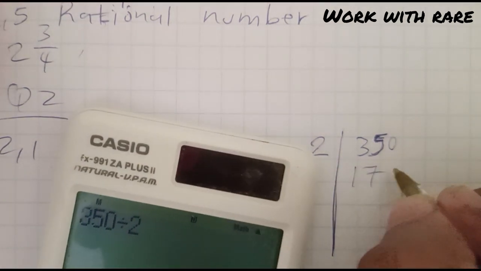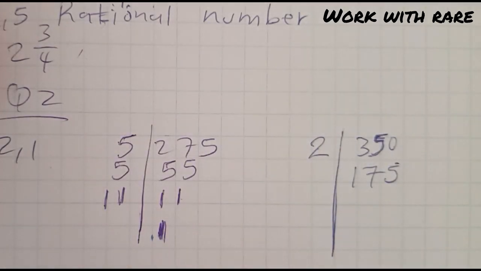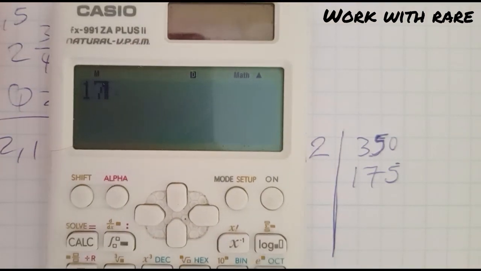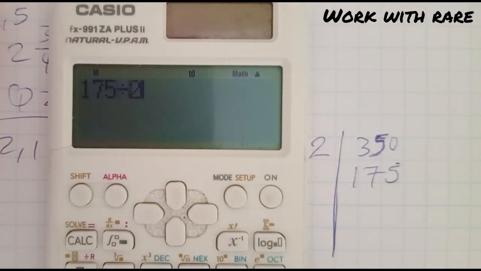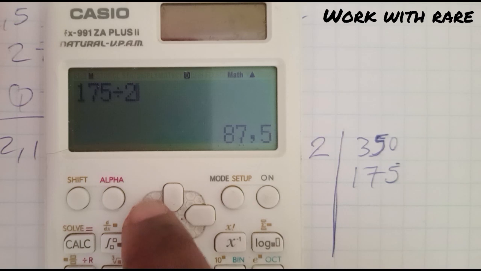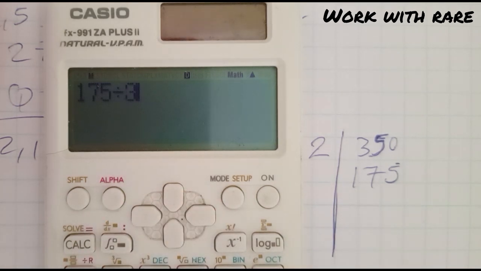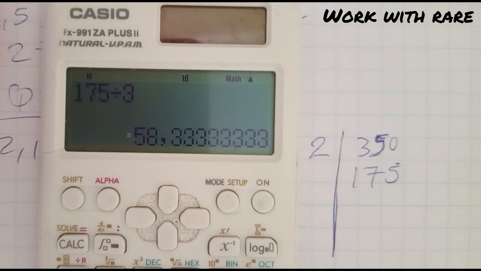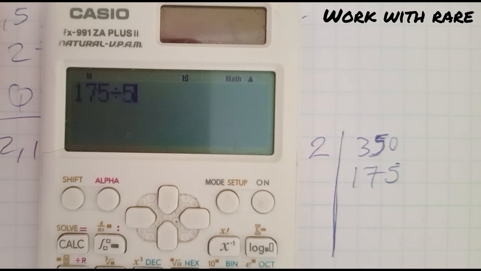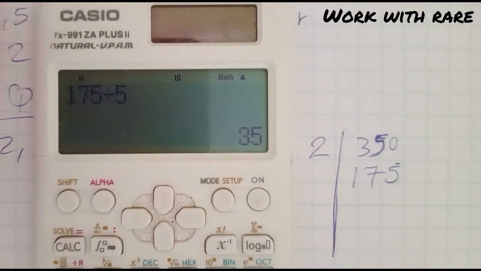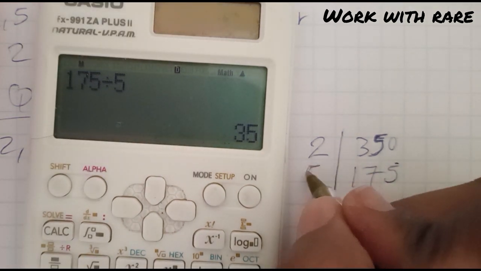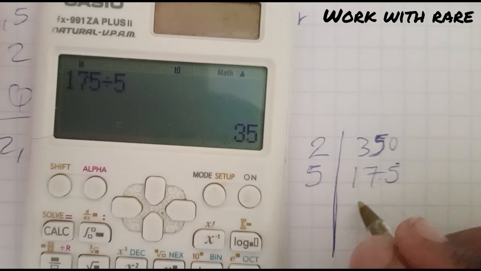So I'll write 175 here. I'll test with 175 and say 175 divided by 2 gives me decimals, and I don't want decimals. Let's test with divide by 3. It gives us decimals, and I don't want decimals. Okay, let's go to 5. Remember, I'm using prime numbers. It gives me a real number. So I'll write 5 here, and 175 divided by 5 is 35.